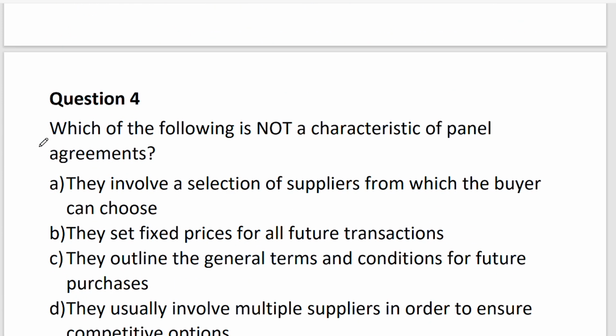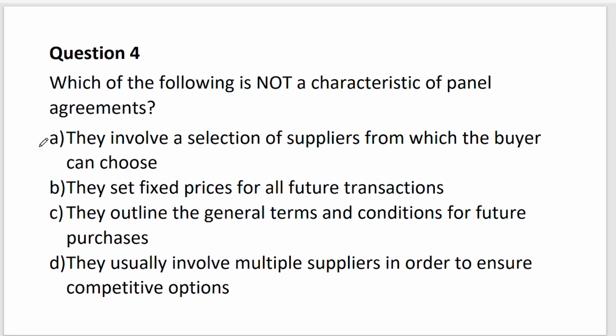So which of the following is not a characteristic of a panel agreement, or which isn't a trait? They involve selection of suppliers from which the buyer can choose. Yes, they do. They set fixed prices for all future transactions. They outline general terms and conditions for future. Yes, they usually involve multiple suppliers in order to ensure competition. So they don't really set fixed prices.